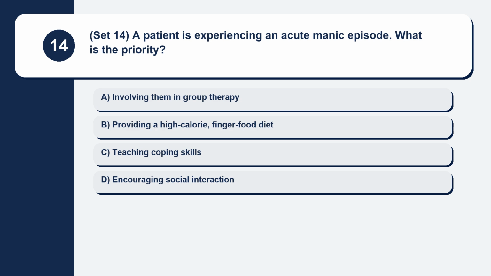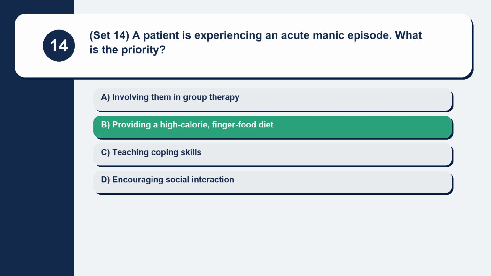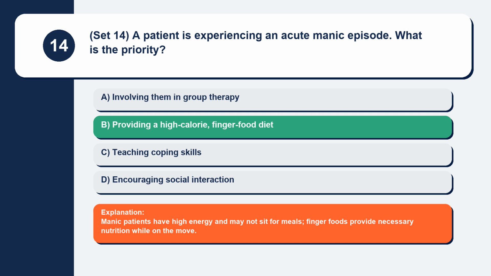Question 14. Set 14. A patient is experiencing an acute manic episode. What is the priority? Involving them in group therapy, providing a high-calorie, finger food diet, teaching coping skills, encouraging social interaction. Manic patients have high energy and may not sit for meals. Finger foods provide necessary nutrition while on the move.